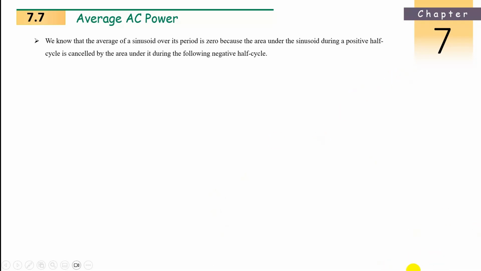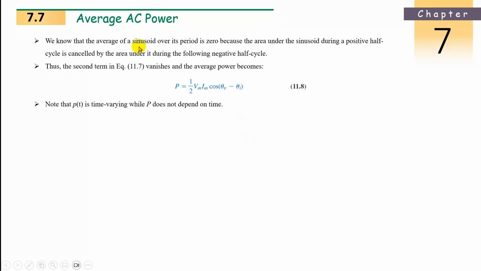So like this also we can explain. The first method is okay, the second method is integration. So what remains is P equal to half Vm Im cos(theta_v minus theta_i). This is the average power. Note that p(t) is time varying while P does not depend on time. Previously the symbol was small p of t, that was the equation. Now the symbol is capital P. Capital P is not the instantaneous power, it is the average power.